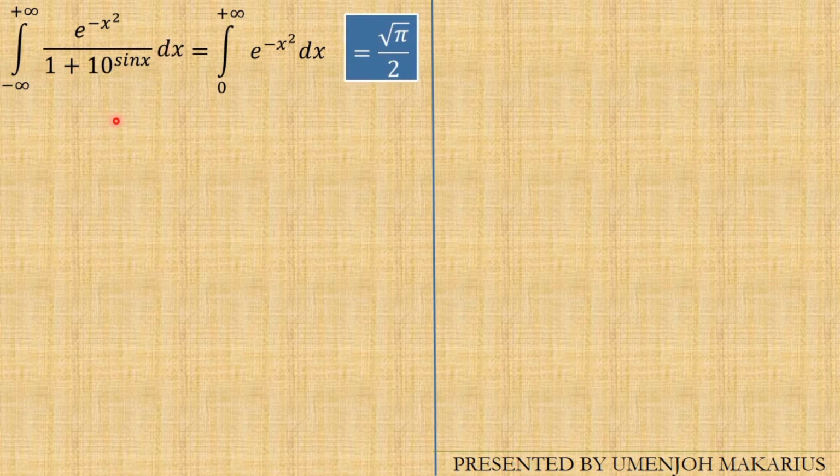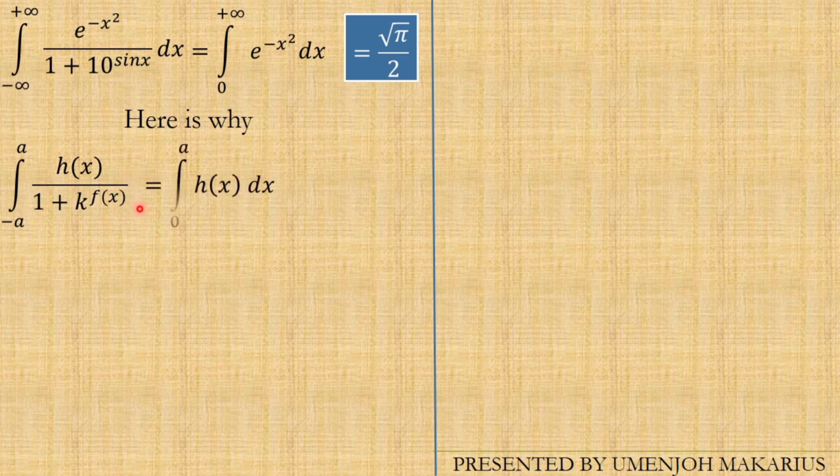Great. So why is this so? Why does such an integral die down to just this? All right, let's look at the proof. Let's suppose that we have an integral going from negative a to a of h of x over 1 plus k, where k is a constant, raised to the power f of x, squared dx. This integral is just going to die down to the definite integral going from 0 to a of just h of x dx.